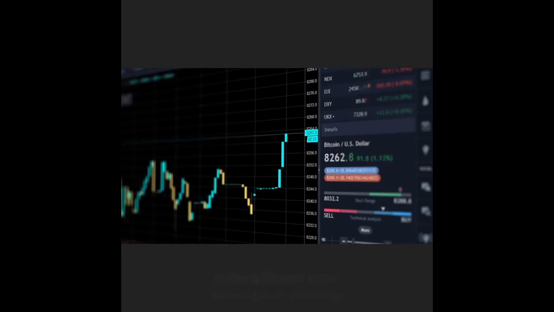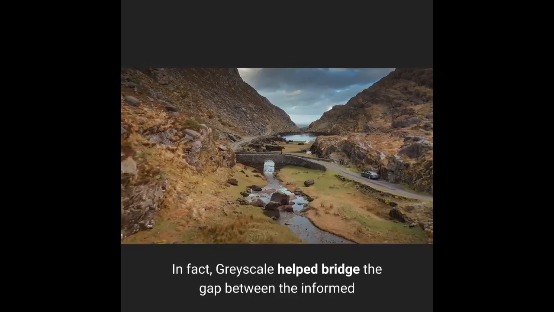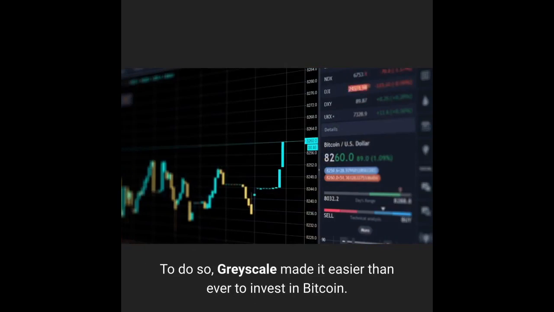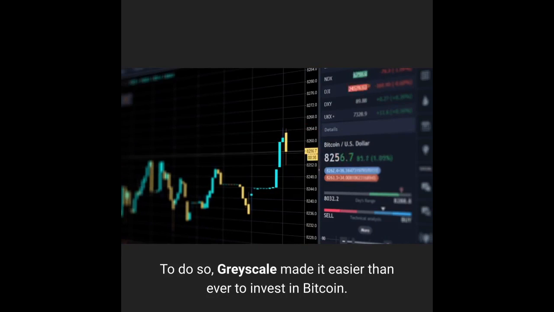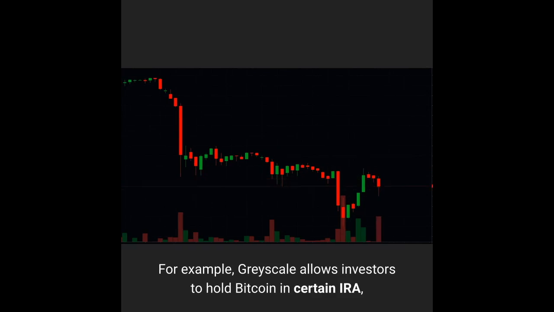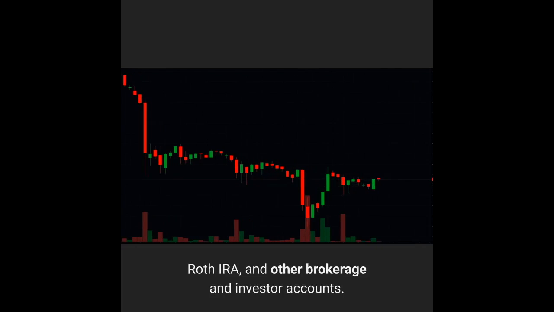Grayscale owes its current success to making Bitcoin more accessible to everyone. In fact, Grayscale helped bridge the gap between the informed and the uninformed. To do so, Grayscale made it easier than ever to invest in Bitcoin. For example, Grayscale allows investors to hold Bitcoin in certain IRA, Roth IRA, and other brokerage and investor accounts.